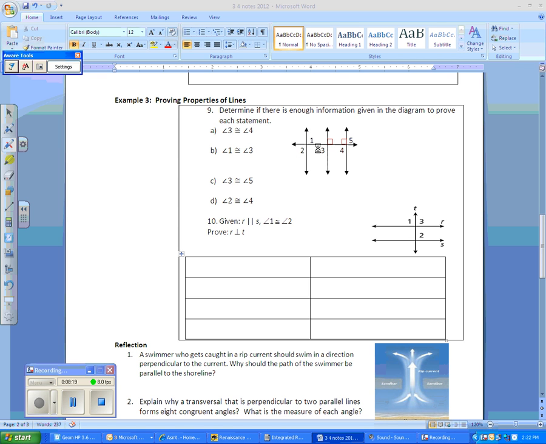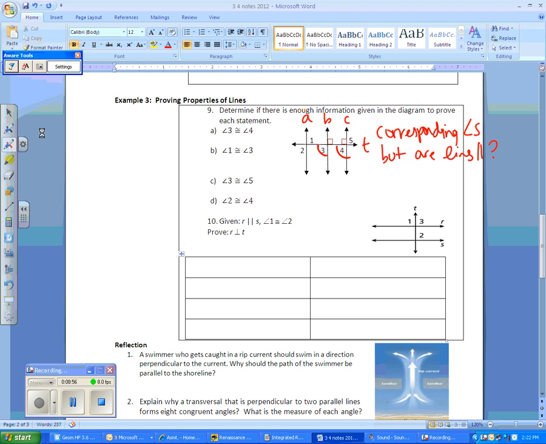So angle 3 and angle 4, to me, they look like corresponding angles. But we need to have parallel lines, right? So that's what we're going to ask ourselves. Are these lines parallel? And I promise you this relates to perpendicular lines. Let's see. Well, here we have right angles. So let's call these A, B, C, and we'll call this T for transversal. Okay, so if you notice, C is perpendicular to T, and line B is also perpendicular to T.